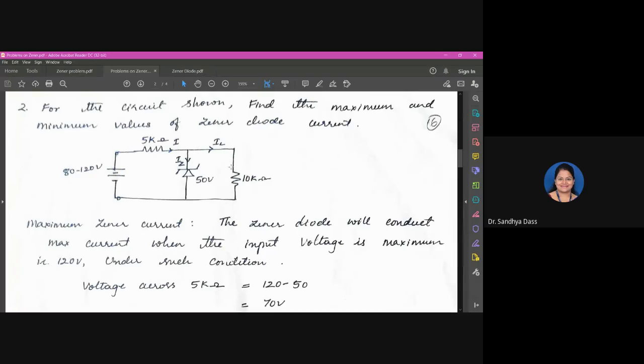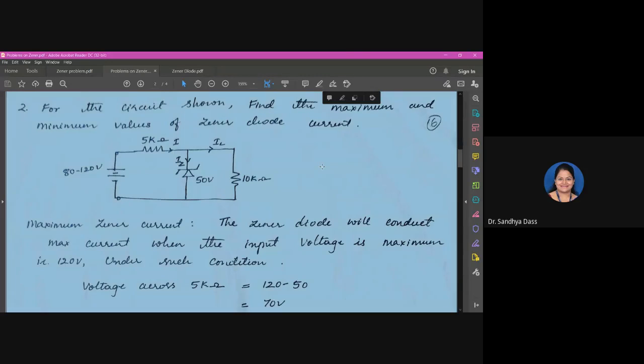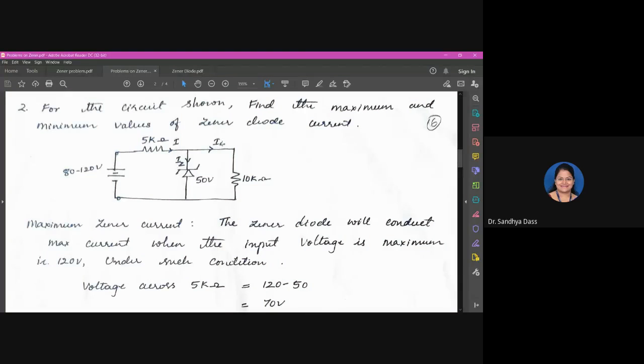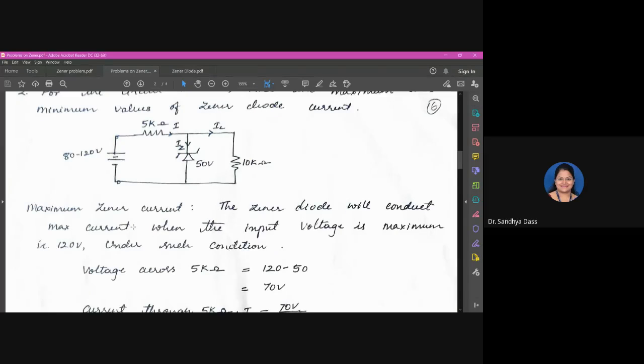Now observe here, the output RL is fixed, right? So RL is fixed means IL also will be fixed. It will not be varying, right? Now IZ depends on the input. If the input is varying, IZ also will vary, right? So based on this basics, you have to understand how to calculate. All right, so let us start with maximum Zener current.